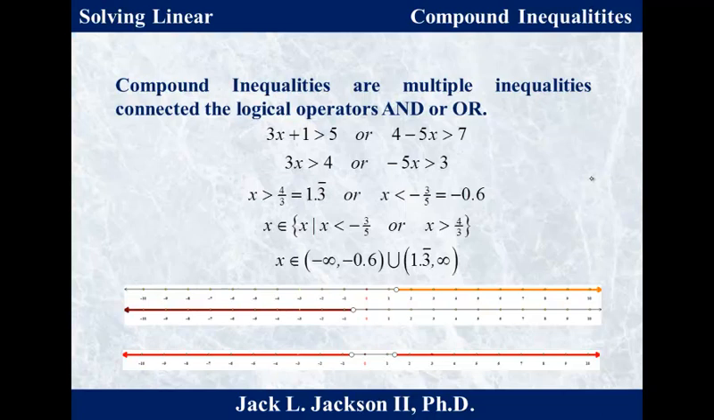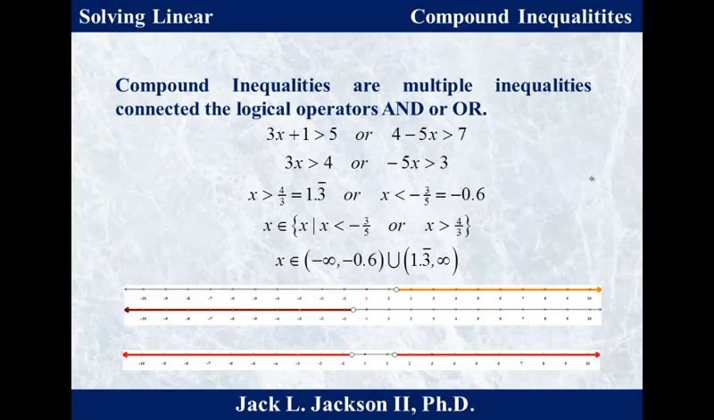On the right side, 4 minus 5x is greater than 7. Subtract 4 from both sides to get negative 5x is greater than 3. Then divide both sides by negative 5 to get x is less than negative 3/5. Remember, we switched from a greater than to less than because we were dividing by a negative there. Negative 3/5 is negative 0.6 in decimal form.